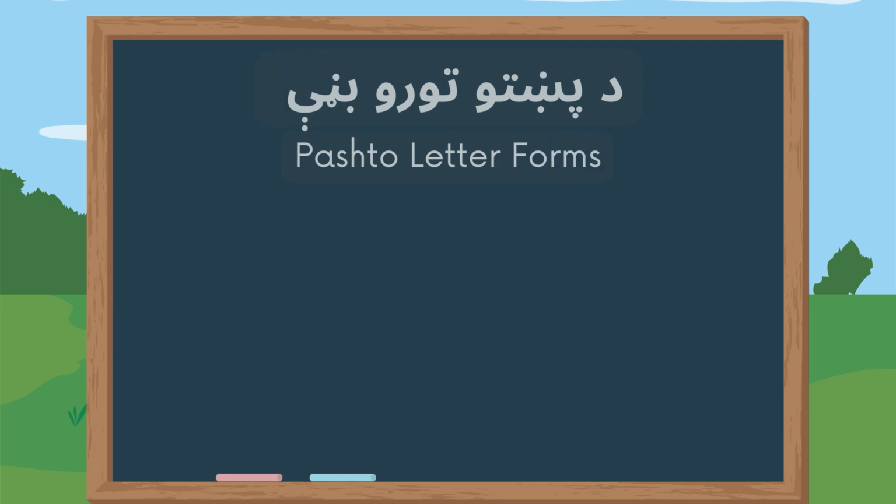Today, we're diving into the interesting world of the Pashto alphabet. Did you know that in Pashto, letters can change their shape depending on where they appear in a word? Let's explore how this works.